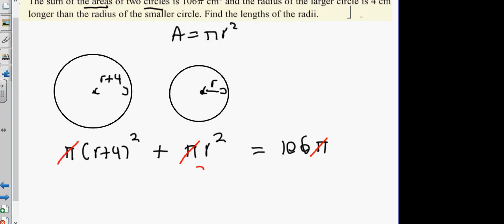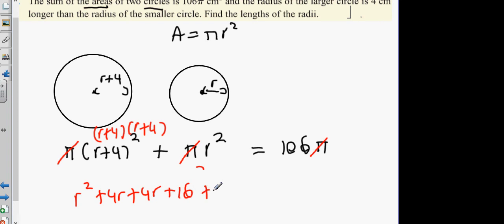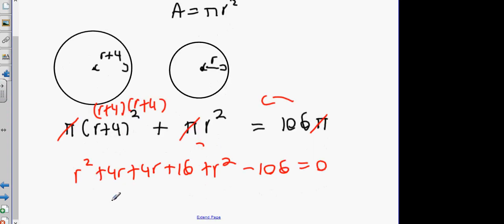Okay guys, square this out, and what we get is r plus 4, bracket r plus 4. We can multiply that out quite quickly. We're going to get r squared plus 4r plus 4r, and that is going to be 8r when you put it together, plus 16, plus r squared. Bring the 106 over to your side, minus 106 equals 0. What we're going to get this time is 2r squared plus 8r, 16 minus 106 is minus 90, equals 0.